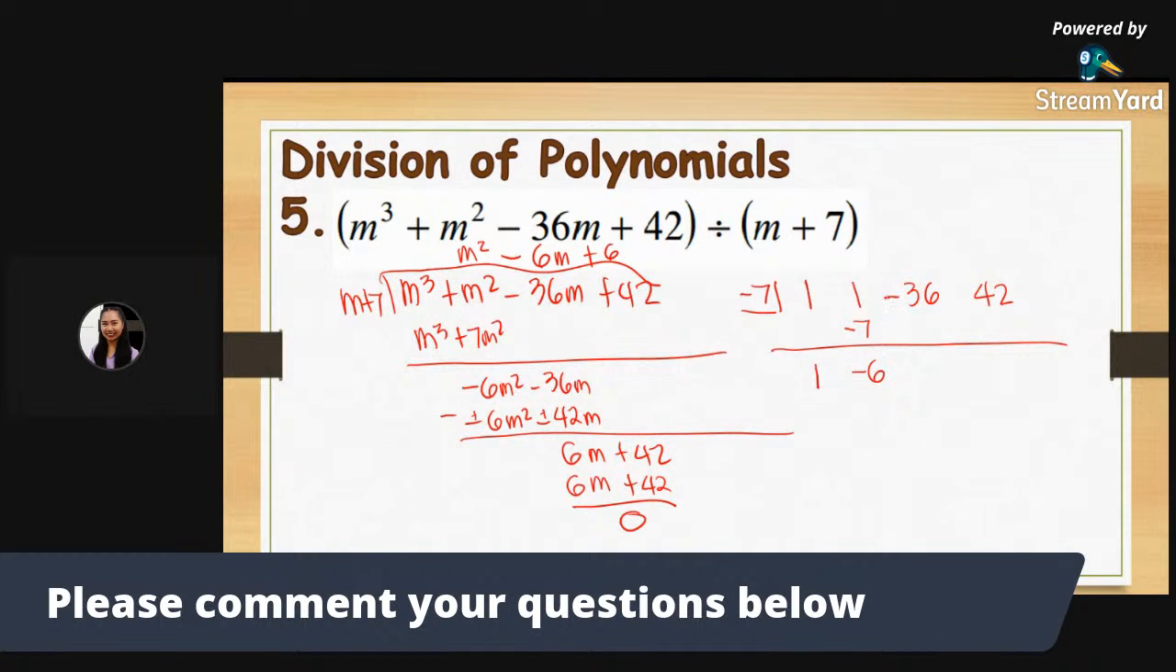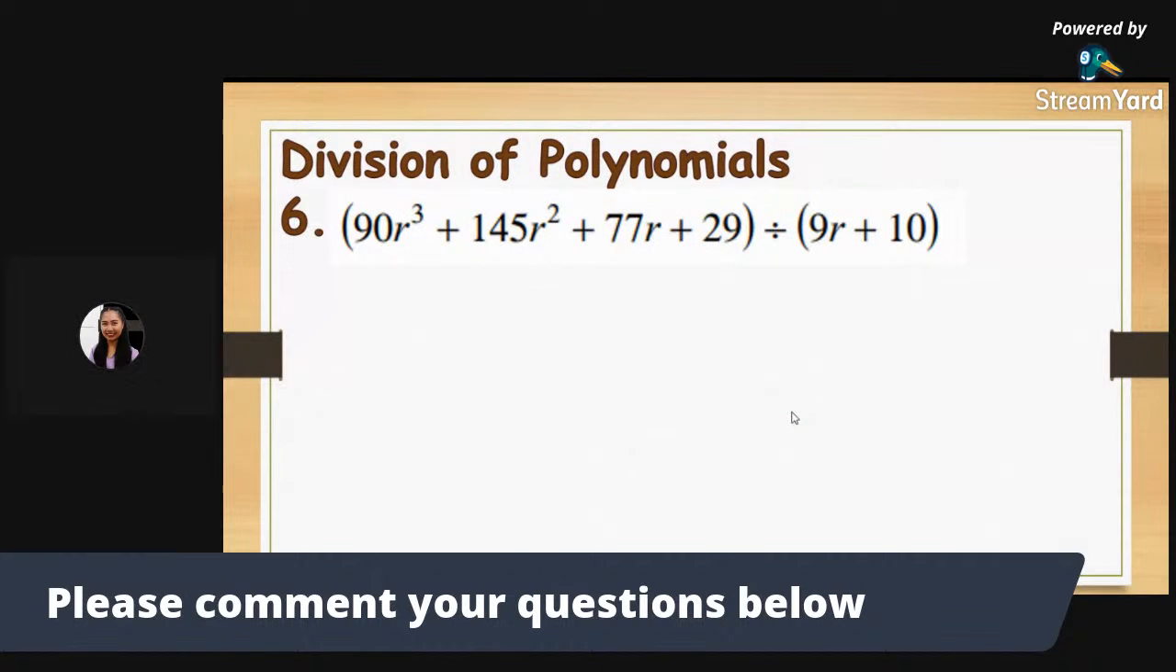6 times negative 7 is negative 42. Then we get positive 6, and 6 times negative 7, we get negative 42. And so our remainder is 0. So this will be m squared minus 6m plus 6. It coincides with our answer with long division. Okay, let's proceed to number 6 example.